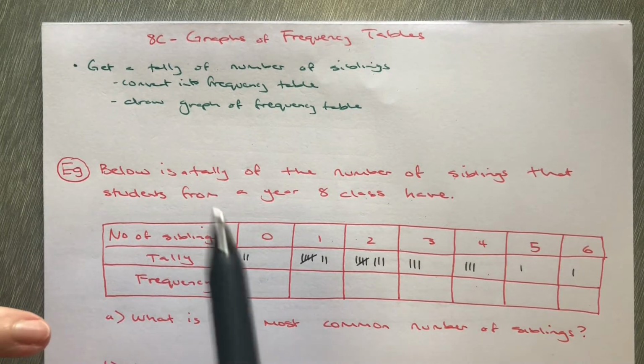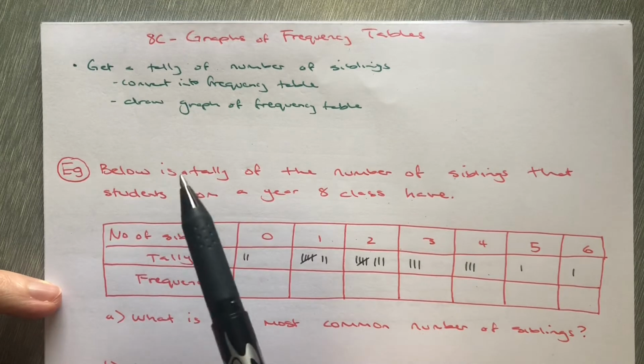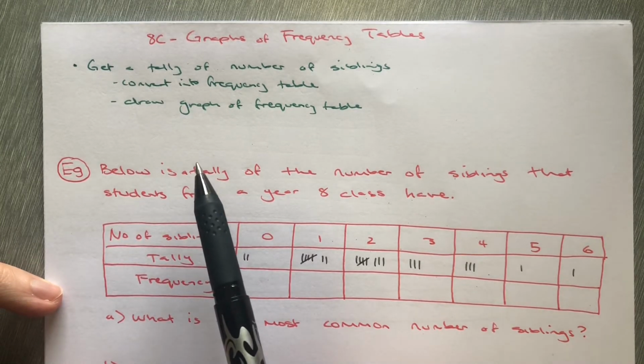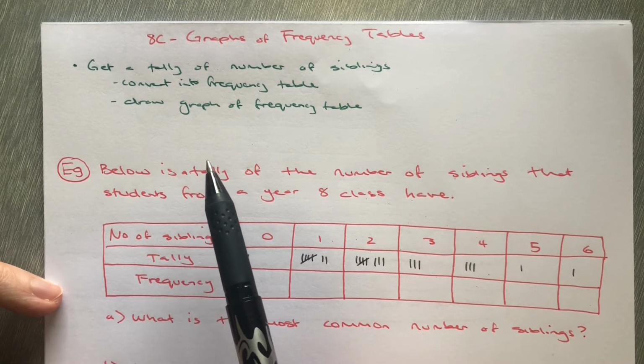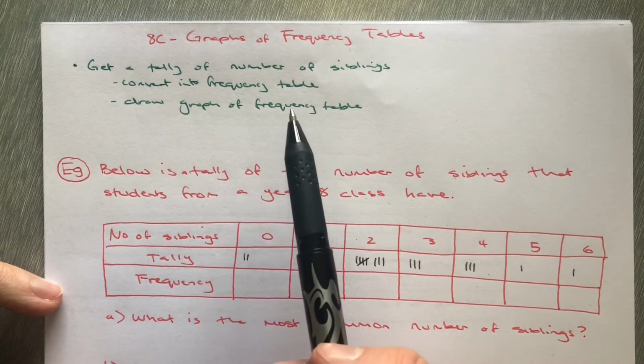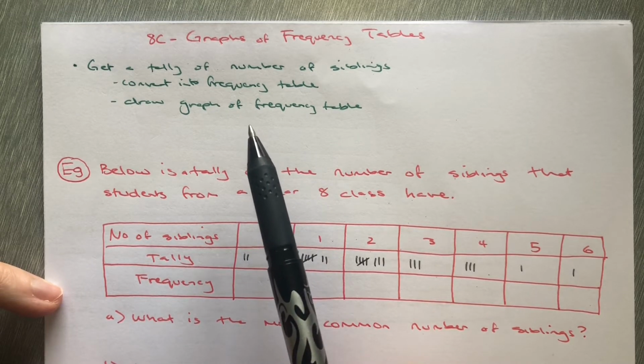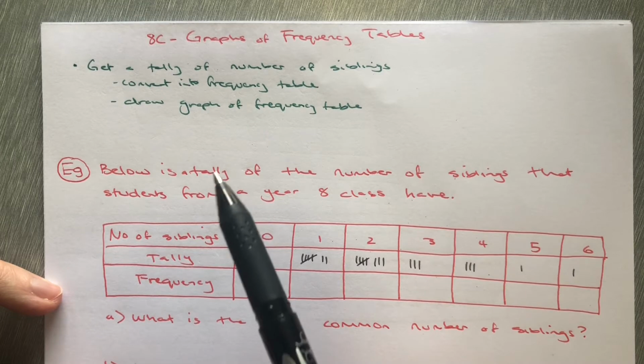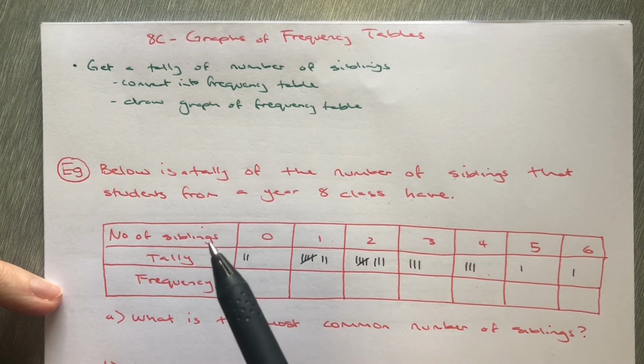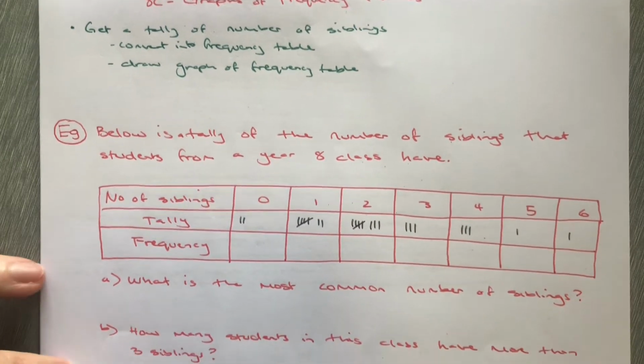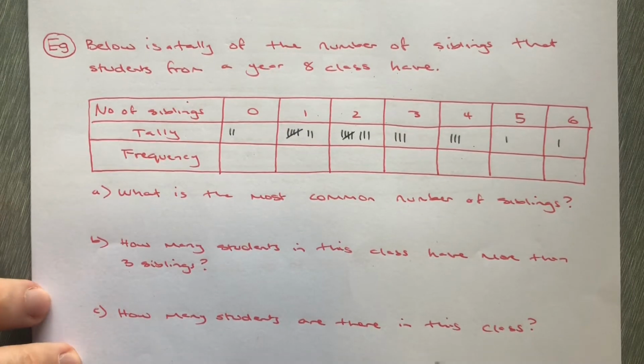Now, if we were in class, this is what I was going to get us to do. I was going to get a tally of the number of siblings each of us has in the class, and we were going to make ourselves a frequency table so that the data was actually from ourselves. But instead of that, I'm just going to give you the data because it's a little bit hard when we're doing it online.